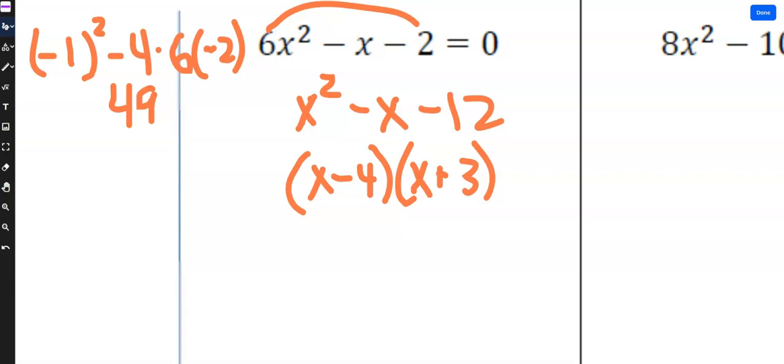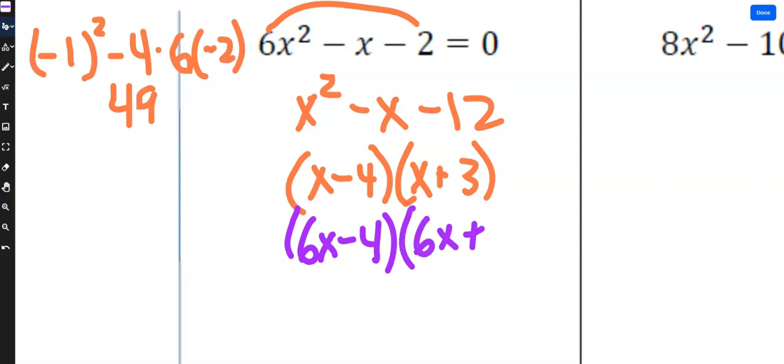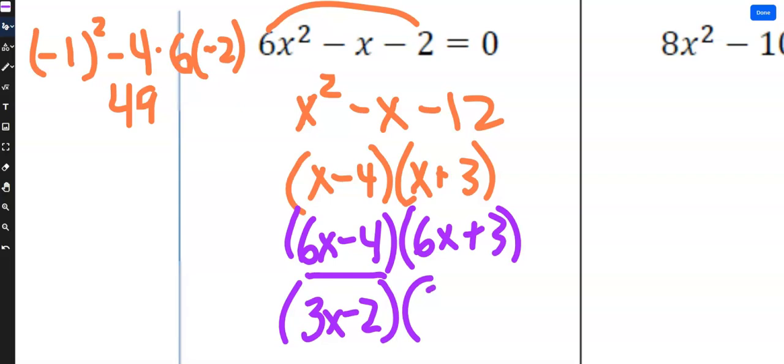And then that 6 comes back, 6x minus 4, 6x plus 3. And now I can take a 2 out of that one, 3x minus 2, and take a 3 out of that one, which would be 2x plus 1.